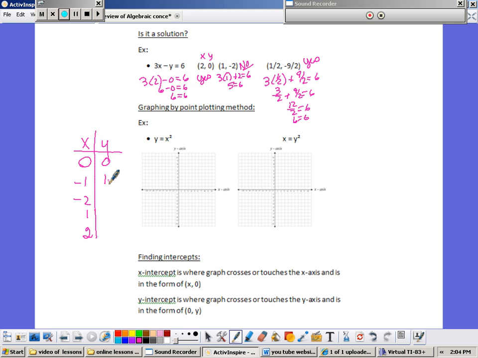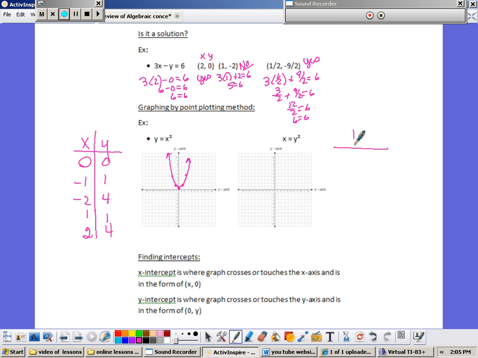Negative 1 squared is 1. Negative 2 squared is 4. 1 squared is 1. 2 squared is 4. Now I plot them. 0, 0, negative 1, 1, negative 2, 4, 1, 1, 2, 4. Oh, it looks just like a little parabola. And it should, because remember I showed you parent graphs, and you'll know that the parent graph of a parabola has a squared in it.